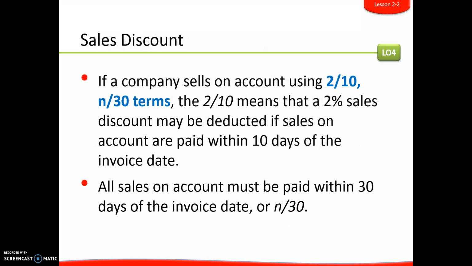So again, they come back to the 2/10, n/30. I'm pretty sure that we are familiar with that and know what that means. However, remember, all sales on account must be paid within 30 days of the invoice date. Otherwise, we go into talking about uncollectible accounts, which is something we'll save for a different day.